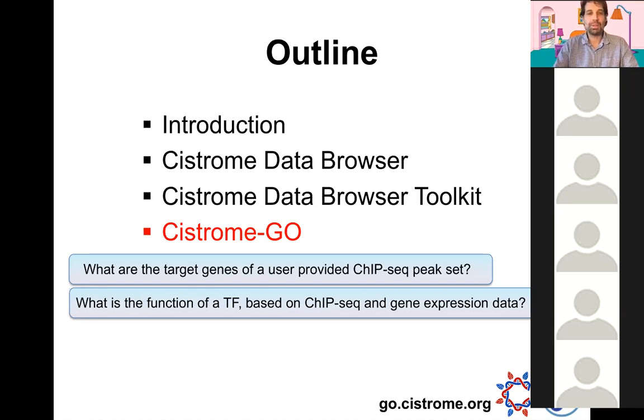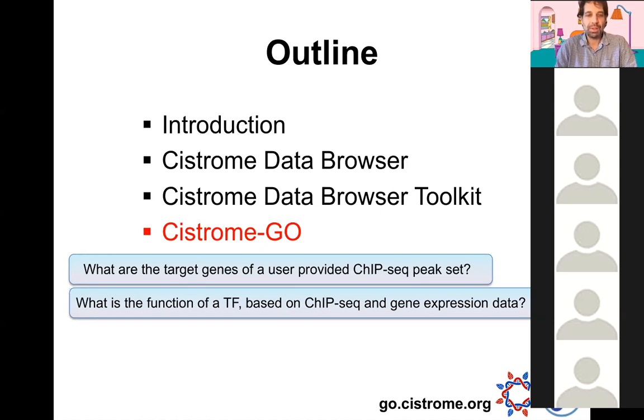So the next tool I'm going to describe is Cistrome GO, and I think maybe a lot of people haven't heard of this. Cistrome GO has a functionality which is a combination of what used to be called BETA, which people know, which is a way of associating target genes with ChIP-seq peak sets.